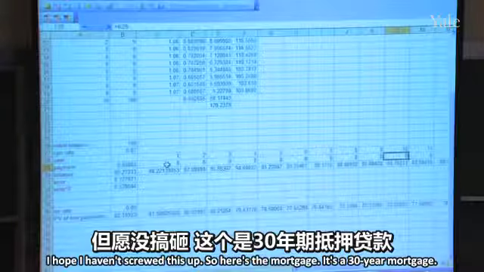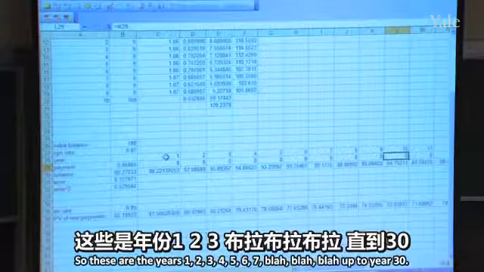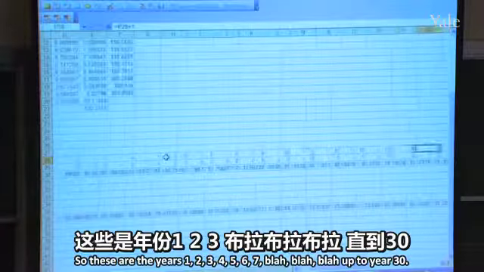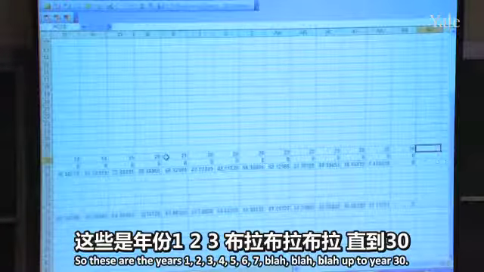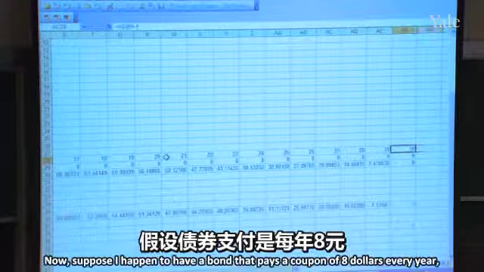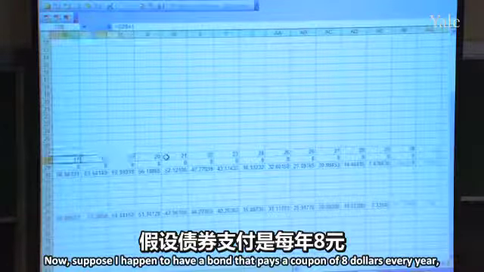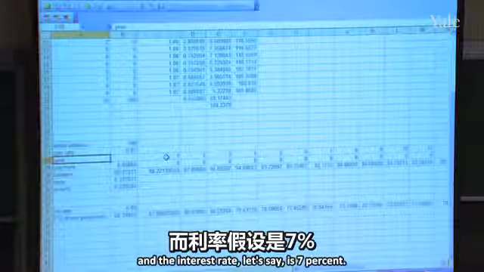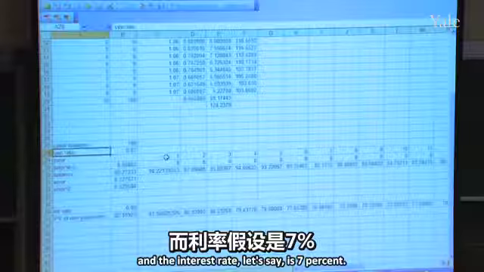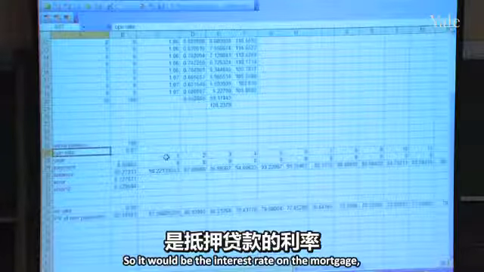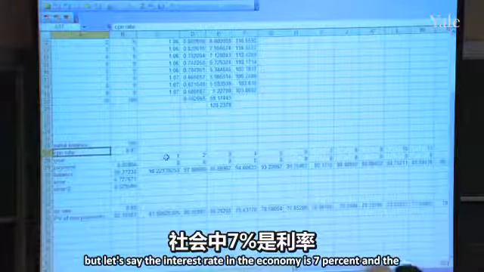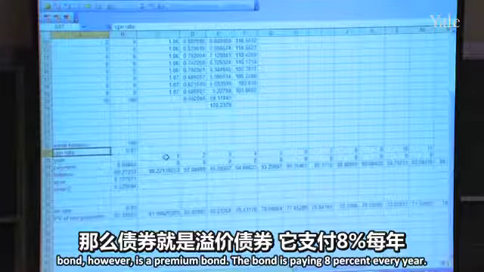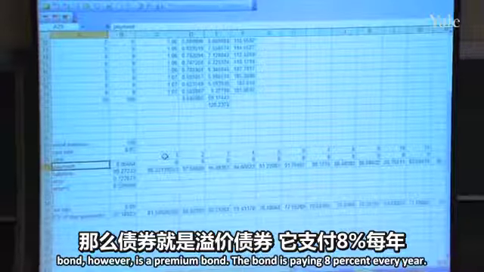So here's the mortgage. It's a 30-year mortgage. So these are the years 1, 2, 3, 4, 5, 6, 7, and so on, up to year 30. Now, suppose I happen to have a bond that pays a coupon of $8 every year. And the interest rate, let's say, in the economy is 7%, and the bond, however, is a premium bond. The bond is paying 8% every year.